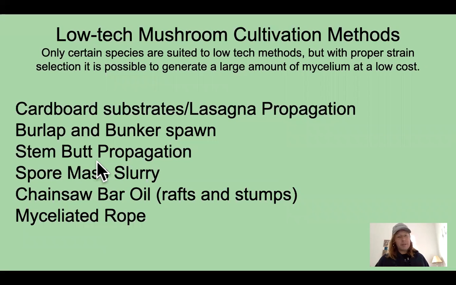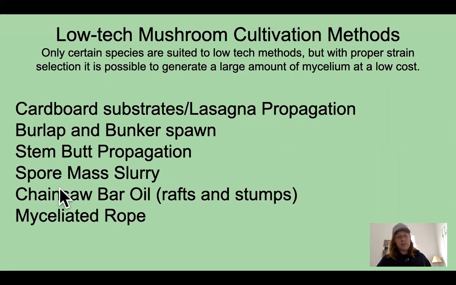Stem butt propagation is a way in which when you harvest a mushroom from the wild, the base of that mushroom has a cluster of actively growing cells. And so when you trim off that portion of the fungus that would normally just throw in the compost pile, you can introduce that in between the layers of your cardboard substrates, get the fungus to leap off that way. And using virtually no technology at all, you can get a living growing fungus growing that way.